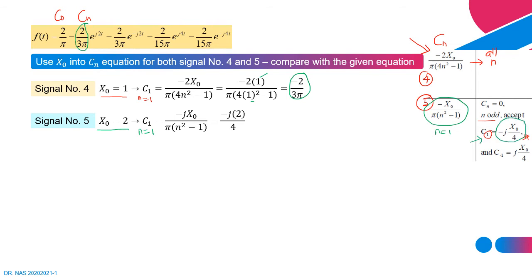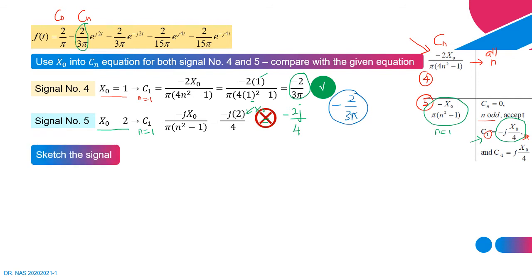This is for C1. So C1 equal to negative jx0 divided by 4, where this is your x0, divided by 4. So it's basically equal to negative 2j divided by 4. But if you compare with the given equation, it is negative 2 divided by 3 pi. So this is the given equation. So obviously, from the comparison, signal number 4 is the best one that suits the given equation.